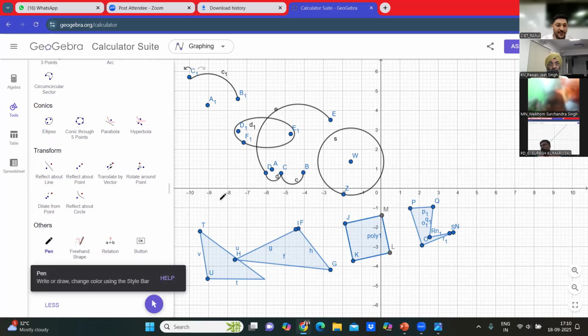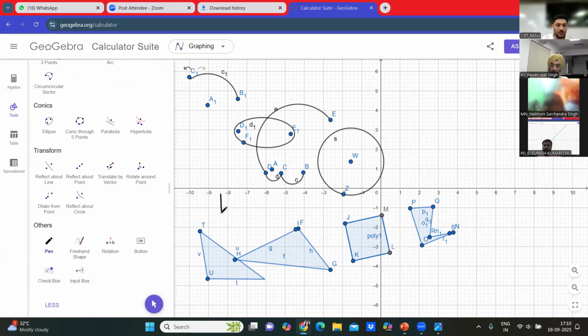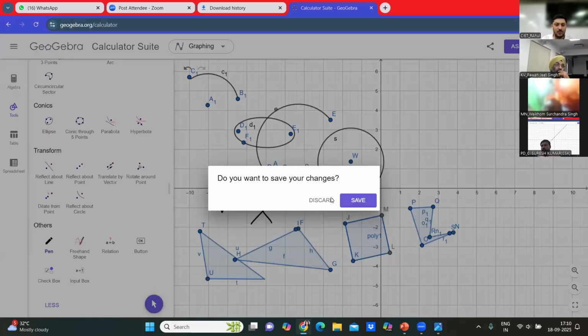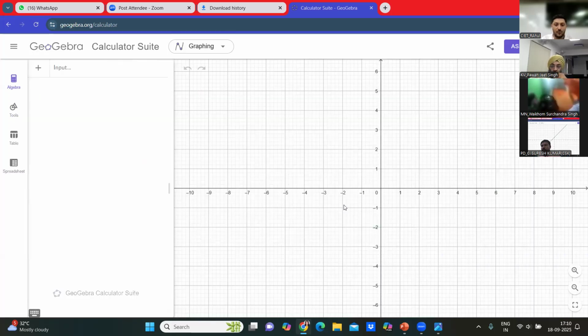We can write here also, like X. Clear all. If we want to save, then click on save.